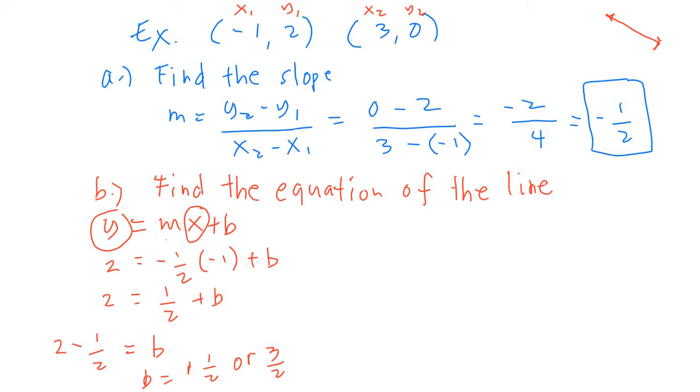And then we plug that into the equation. So we will have y equals our m, we know our m is negative 1/2, times x, then plus 3/2. And this would be the equation of the line. So again, this is using formula 2. We're using formula 2 here.